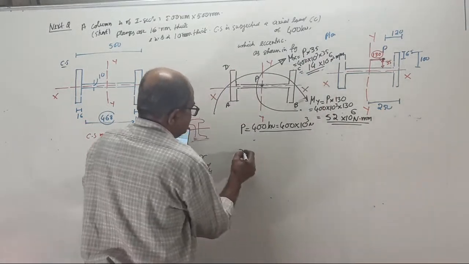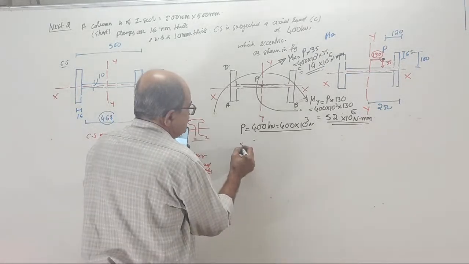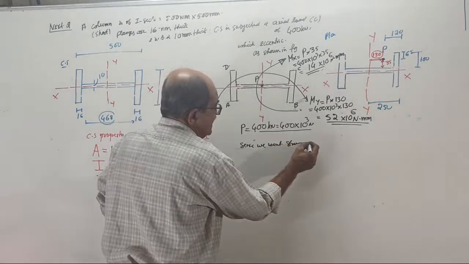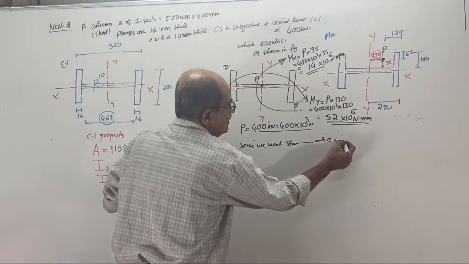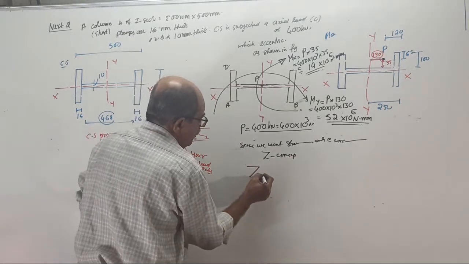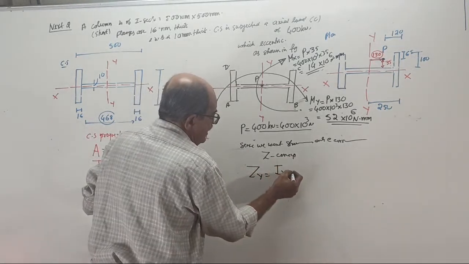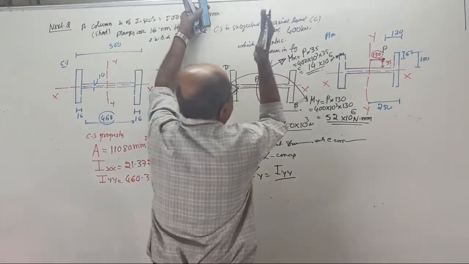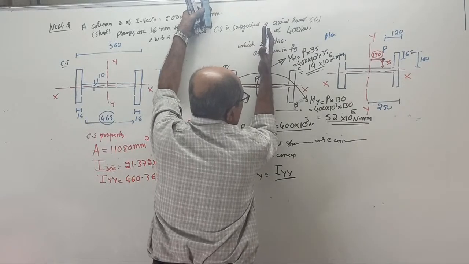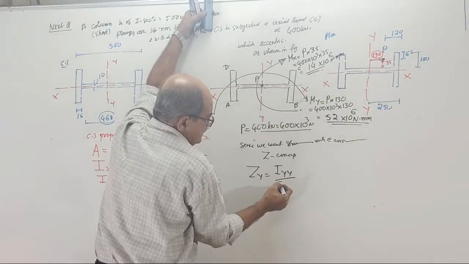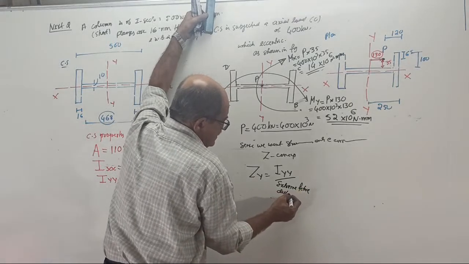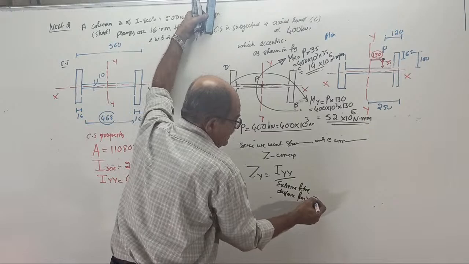Now, since we want resultant stress only at corners, use the Z concept. Tell the answer. Z about YY equals I about YY divided by the extreme fiber distance from YY. See the hand here. Tell how much? Equal to Z.